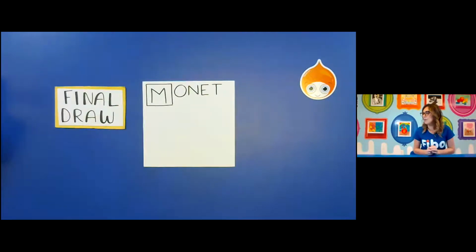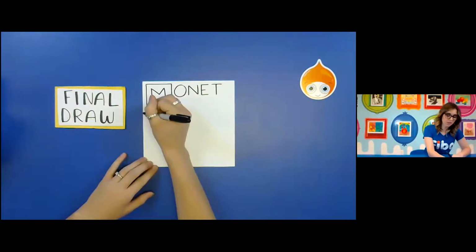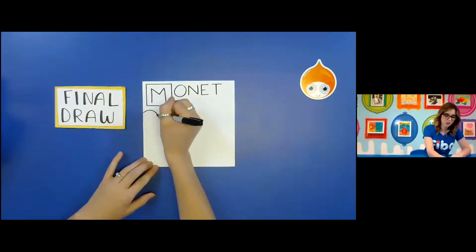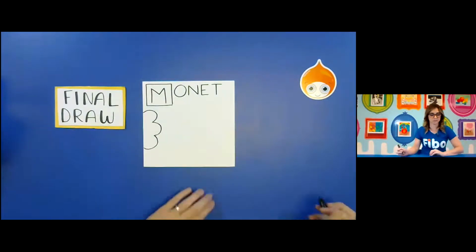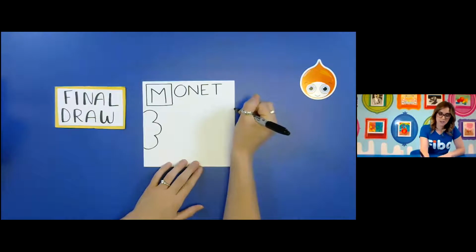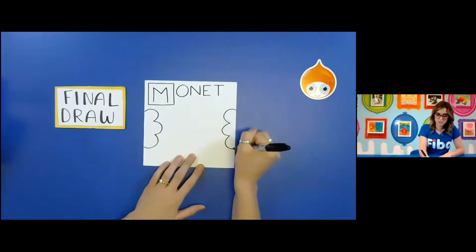I'm going to be moving on to my bushes now. So on the left side, we're going to draw 3 backward C's, 1, 2, 3. Same thing on the right side. This time we're going to draw regular C's, 1, 2, 3.